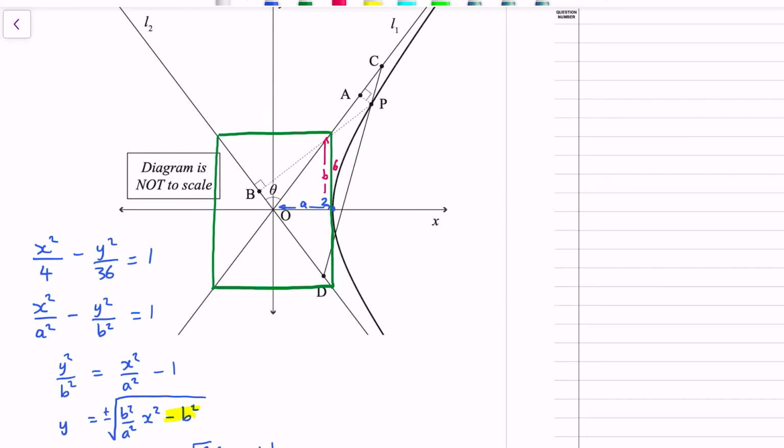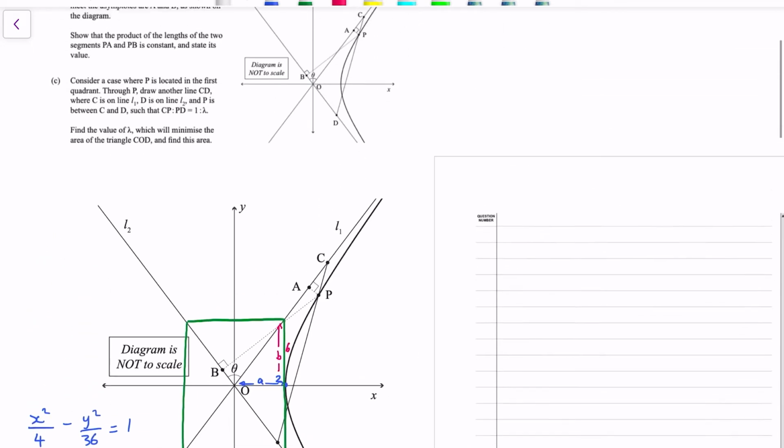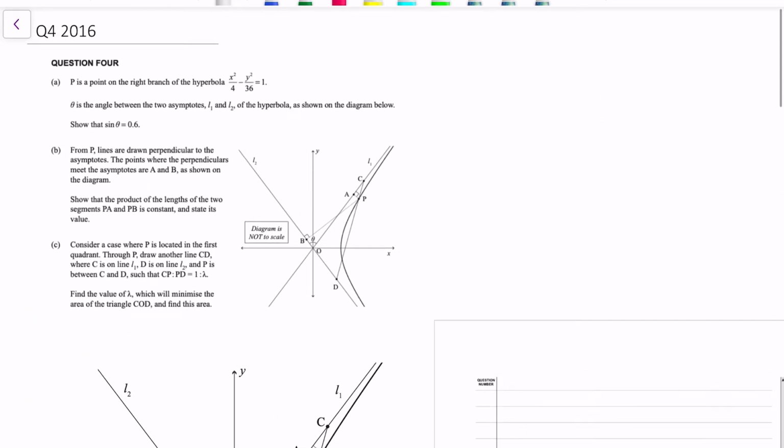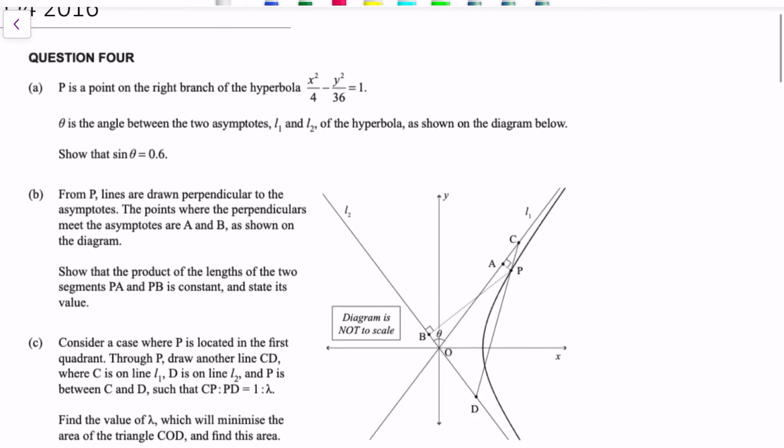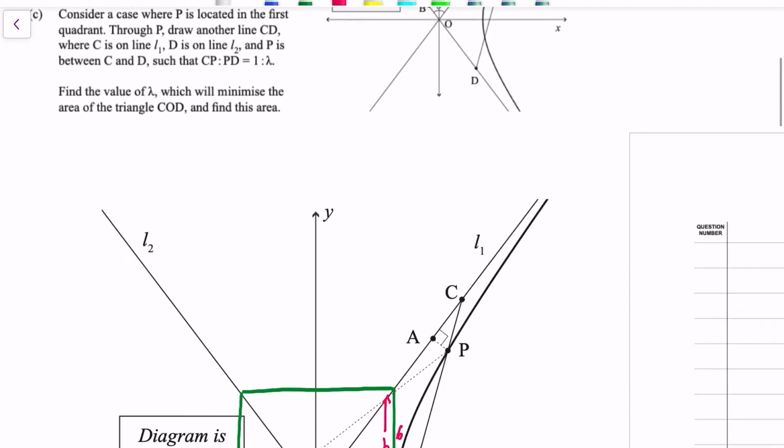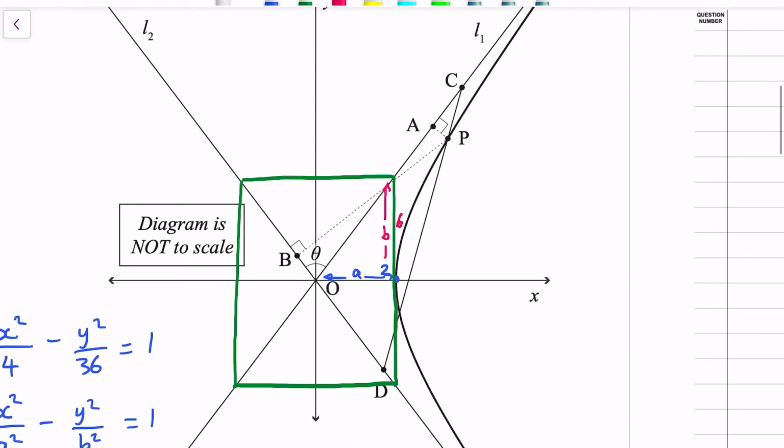Okay, so that's enough to actually be able to solve the first problem. So we go up to the question and let's actually read it. P is a point on the right branch of the hyperbola. Okay, so P's drawn there for us. Theta is the angle between the two asymptotes, L1 and L2. Show that sine of theta is 0.6. Okay, so we've got our theta drawn in there.